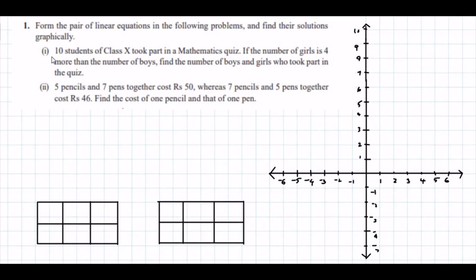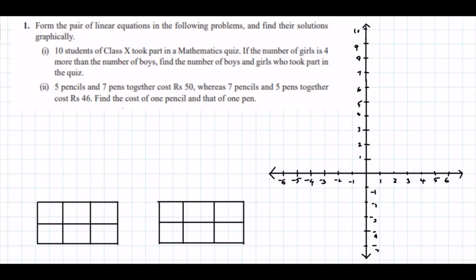So the first part is, 10 students of class 10th took part in a mathematics quiz. If the number of girls is 4 more than the number of boys, find the number of boys and girls who took part in the quiz. So this is the first question.